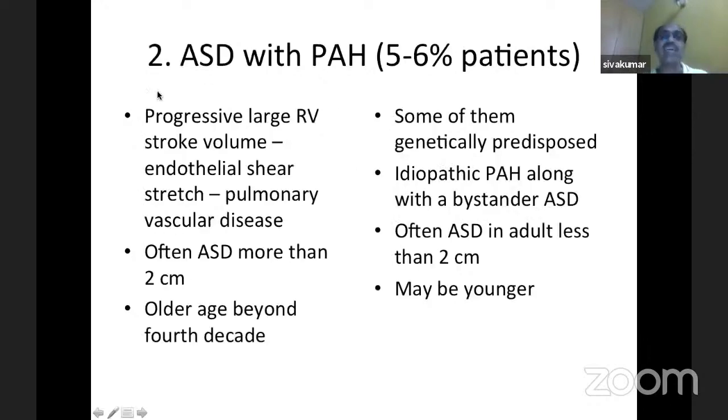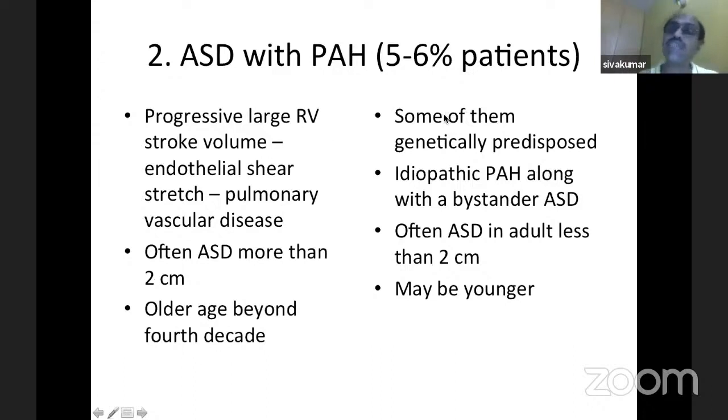The second is the conventional patient, which we see in day-to-day practice, where an older patient is coming with ASD and pulmonary hypertension. ASD with pulmonary hypertension is seen in about 5 to 6% of all the patients with secundum ASD. There are two different groups of patients. In one group of patients, there is a progressive RV volume overload that causes pulmonary vascular disease. In these patients, the ASD is often more than 2 centimeters, and they often present beyond the 4th decade.